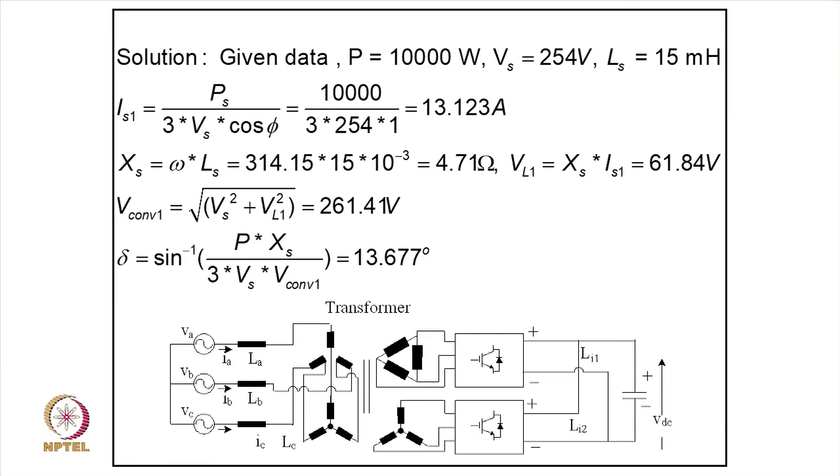Now, in this case, because it is a 12 pulse converter, we can operate these two converters in 180-degree mode, so that the utilization of devices is more and the switching losses are less, which is normally used for very high power applications.